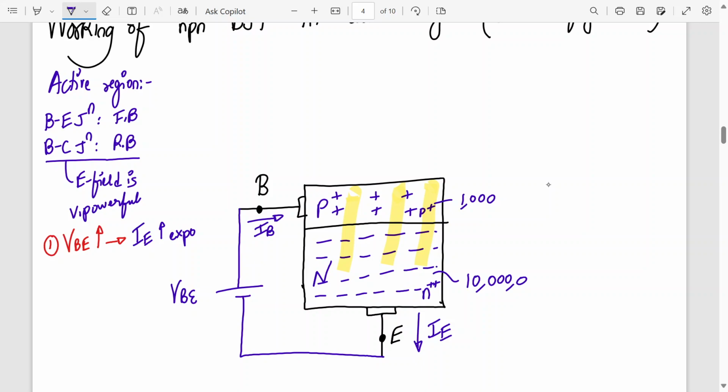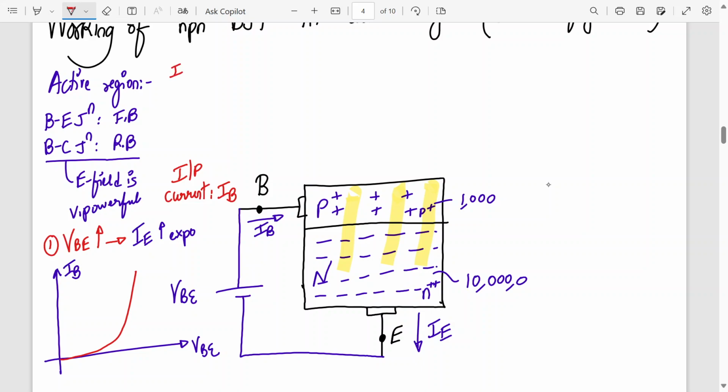So if we plot the characteristics of VBE versus the base current, the graph will be exponential in nature like this, following the nature of a PN junction diode. Because here the input current is IB. IB is the input current. And what is controlling IB? The input voltage. What is that input voltage? VB. So VB controls IB.